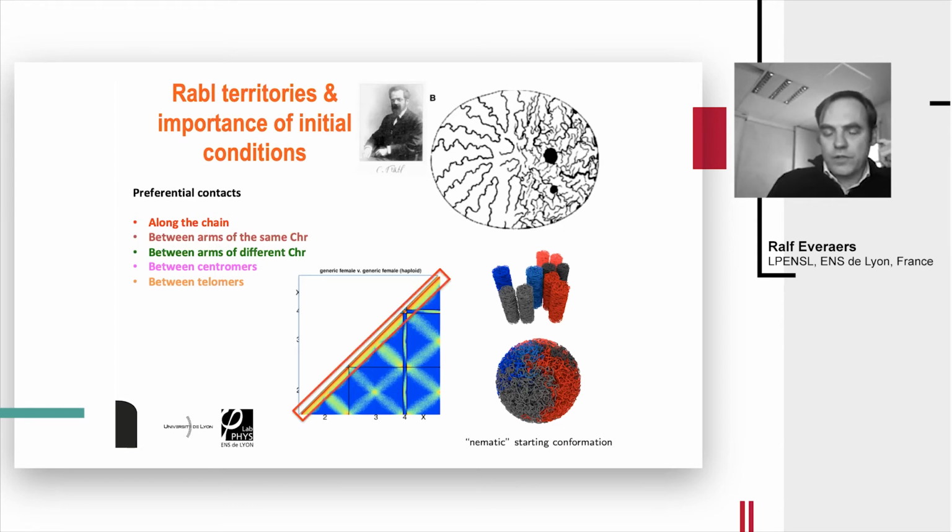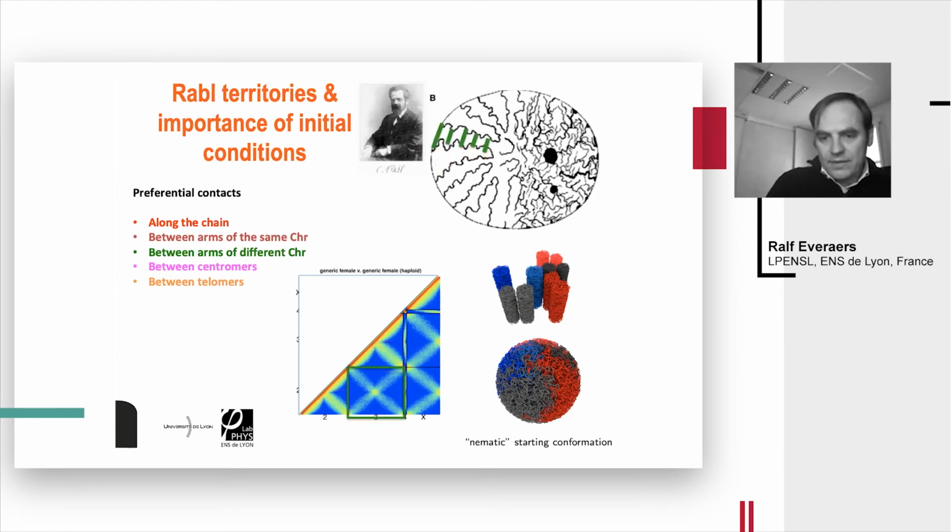Now, the dominant feature is, of course, that most contacts are along the diagonal, meaning they are between genomic sites which are close to each other along the chromosomes. But you can also see other features. For example, these cross diagonals indicate contacts between the two arms of the same chromosome. And that's something very natural to expect. If you just look at the old drawing, Rabl would not have been surprised by this kind of feature.